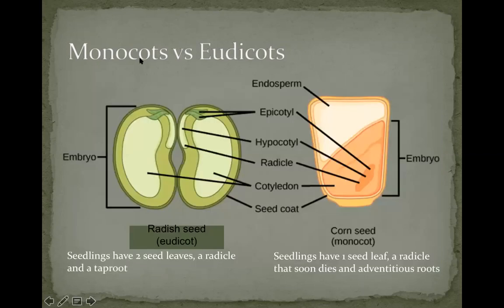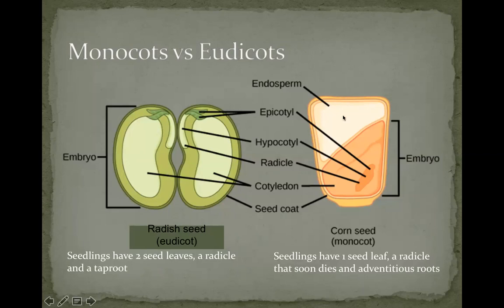Okay, and then for the monocots, obviously they only produce one cotyledon, which is right here, but here's your embryo, your one cotyledon, and then your triploid endosperm. And then for your eudicots, like a radish seed, they'll produce two cotyledons. Again, that's why it's called a dicot, and why monocots are called monocot, because they only produce one seed leaf.